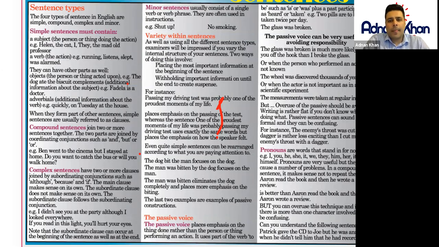Complex sentences have two or more clauses conjoined by subordinating conjunctions such as although, because, and if. The main clause makes sense on its own. The subordinate clause does not make sense on its own. The subordinate clause follows the subordinating conjunction. Example, I didn't see you at the party, although I looked everywhere. If you read this in the light, you'll hurt your eyes.